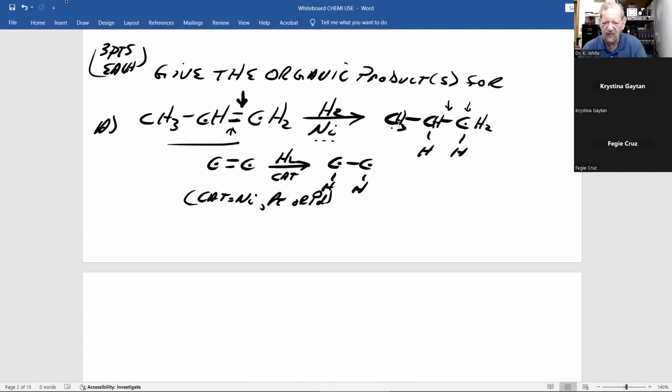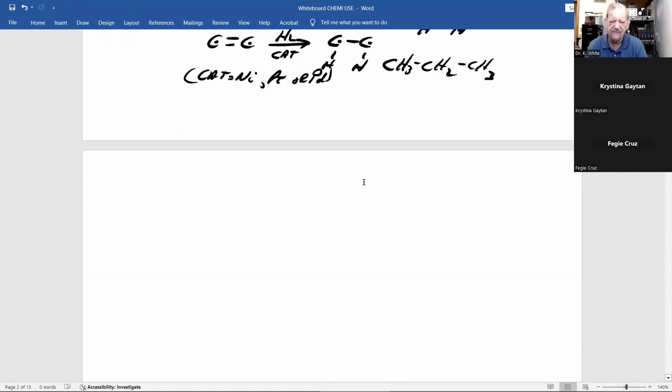Now, if you wanted to, you don't have to, you could have also written it this way. I would recommend you do that because that's one less thing you got to do in your mind where you can make a mistake. And whenever you see a double bond, this will always happen. You break the pi bond, and 1 carbon gets H, and the other gets H.